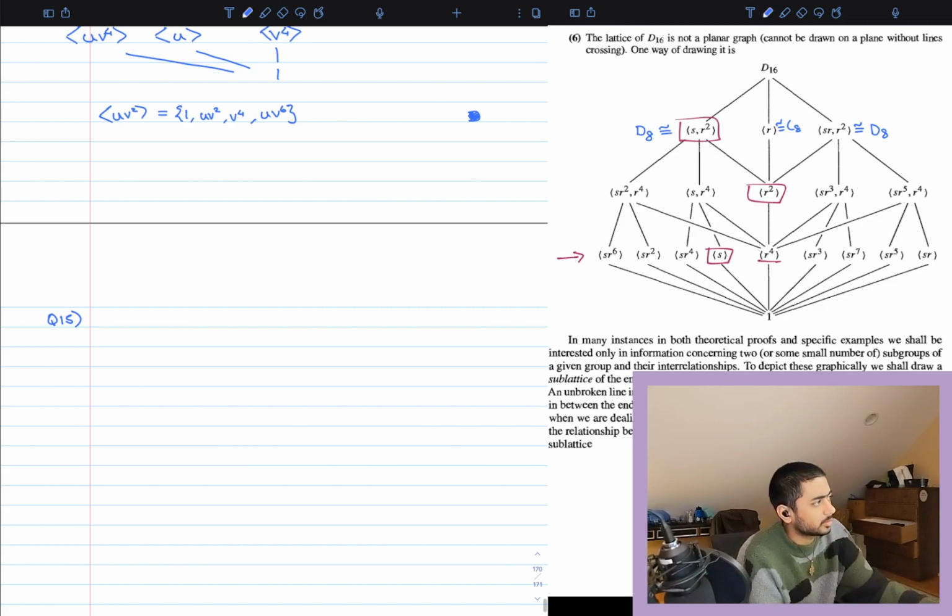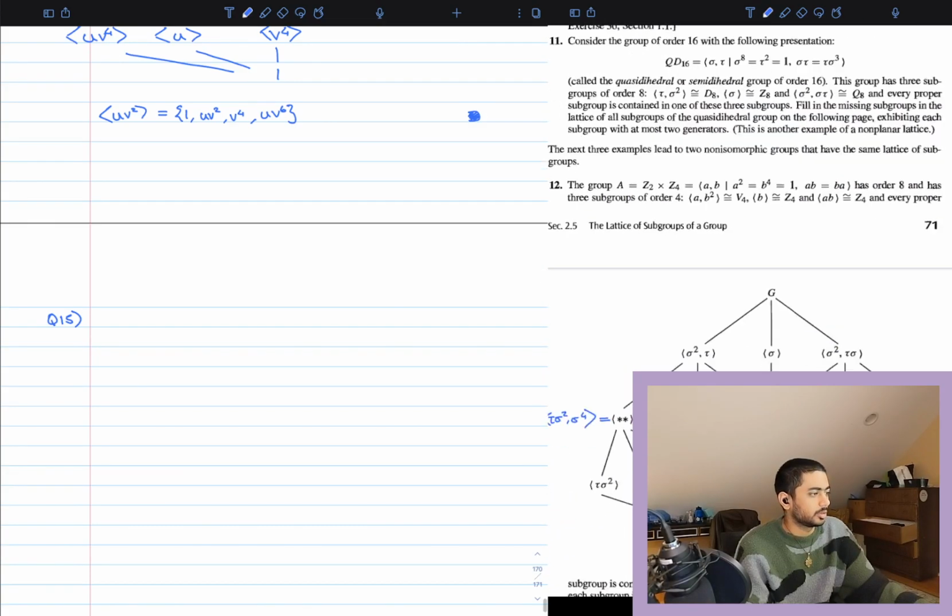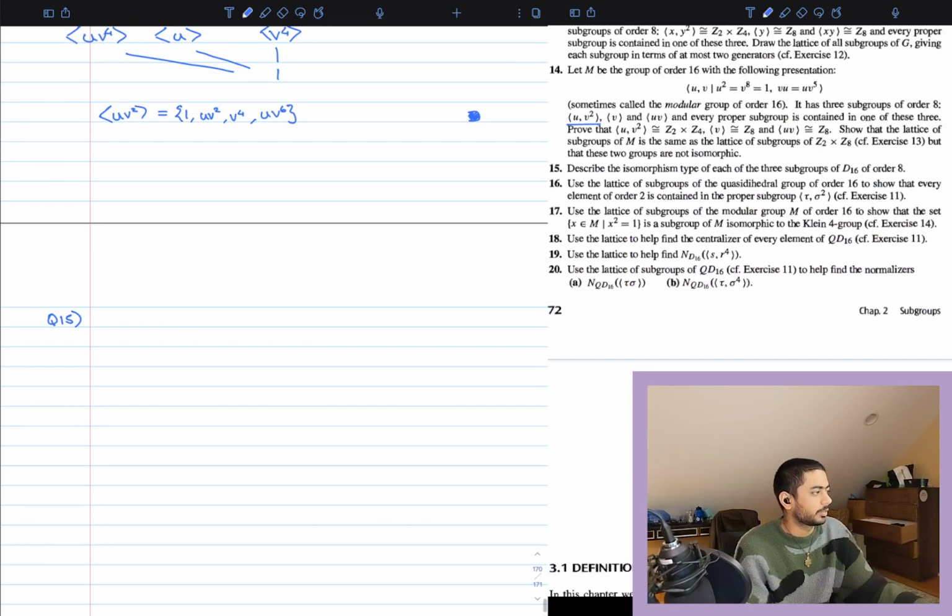I wonder what happens, for example, in D14. I might try computing that lattice just for fun. But yeah, let's see. Question 15. So we did question 15. Let's just keep going on to question 16 because I did it in the book itself.